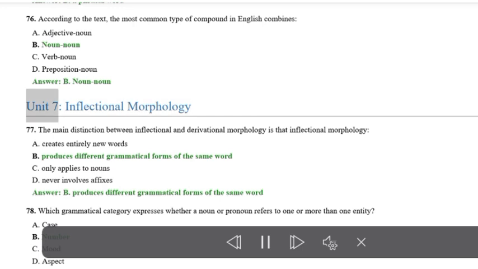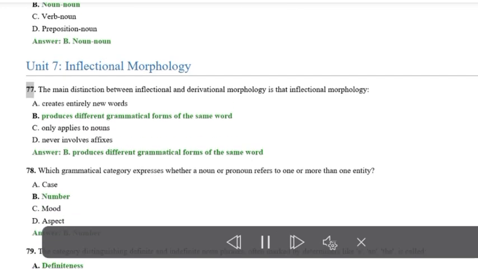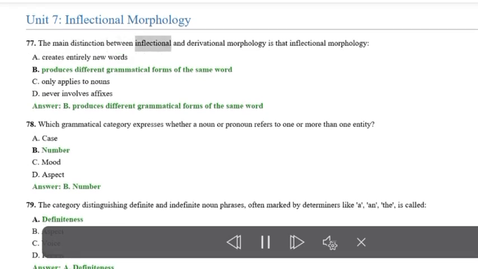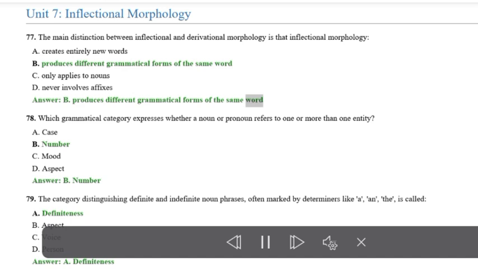Unit 7, Inflectional Morphology. 77. The main distinction between inflectional and derivational morphology is that inflectional morphology A. Creates entirely new words. B. Produces different grammatical forms of the same word. C. Only applies to nouns. D. Never involves affixes. Answer, B. Produces different grammatical forms of the same word.